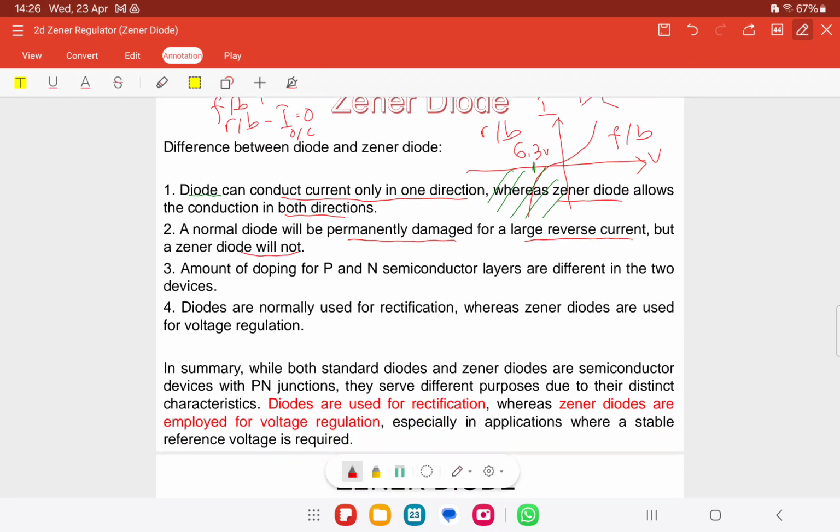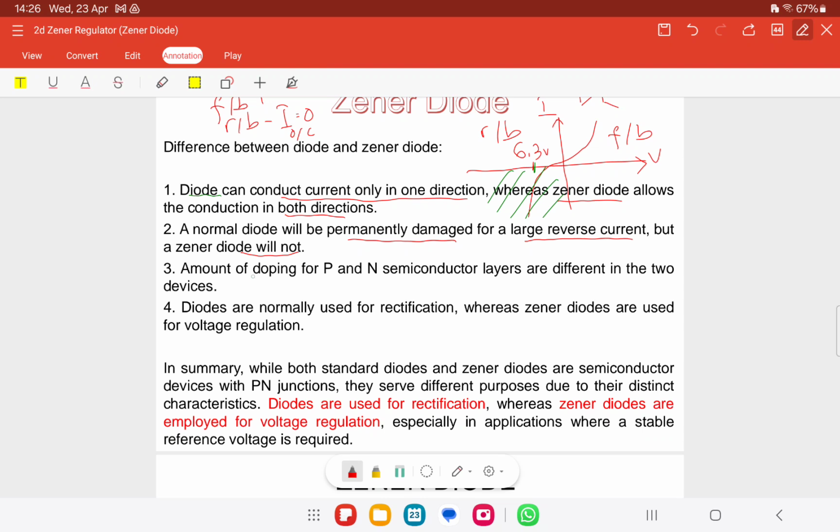And how do we get the Zener diode? It actually depends on the doping process. What is the doping process? Intrinsic doping. Hopefully you still remember that.